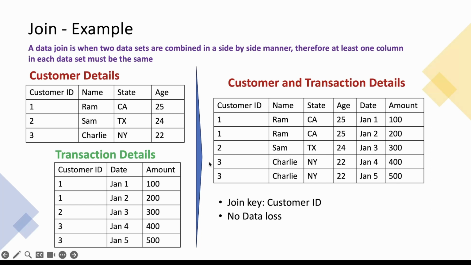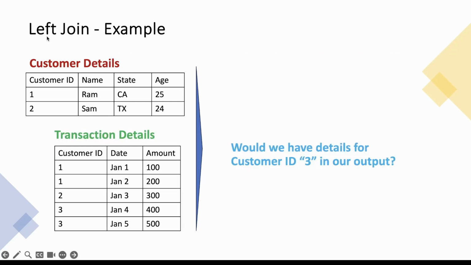So just to summarize, in this particular example, we have joined two tables, customer details and transaction details, based off of customer ID. So hopefully this has given you a somewhat good understanding of what a join means with the help of this simple example. Now let's dive into the details of different types of joins. We'll first get started with left join.